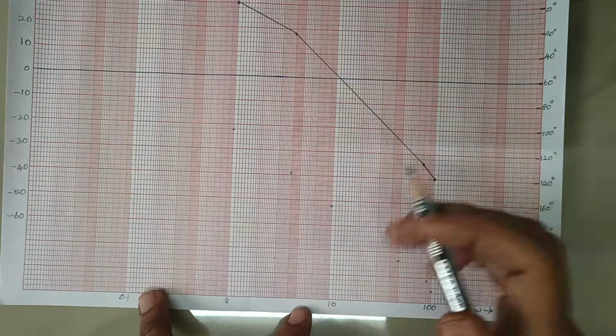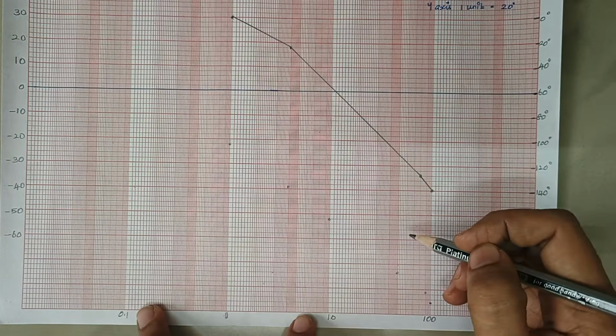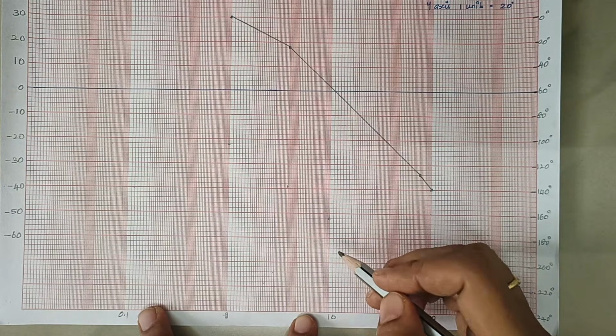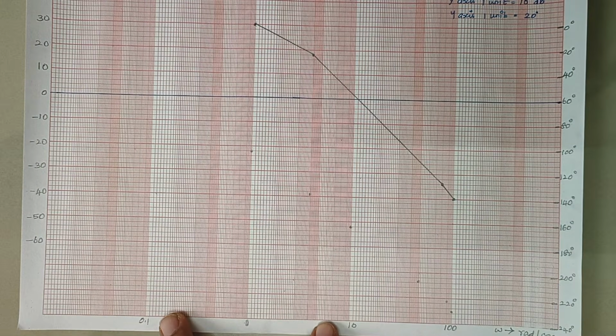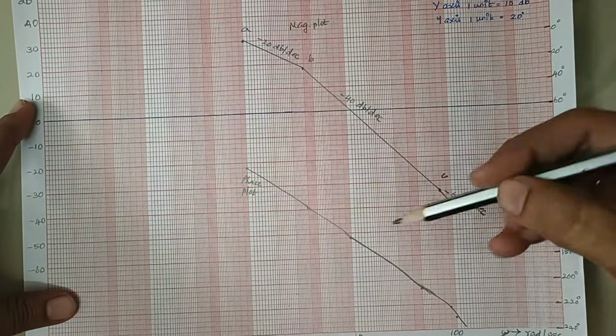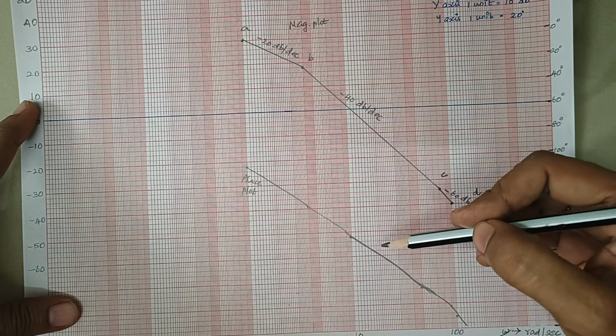Next, I am going to draw the phase plot. I have already marked the points over here. Regarding the phase plot, it should be joined by using our free hand, right? Wait, let me draw and show you. So finally, this is our magnitude plot and this is our phase plot.